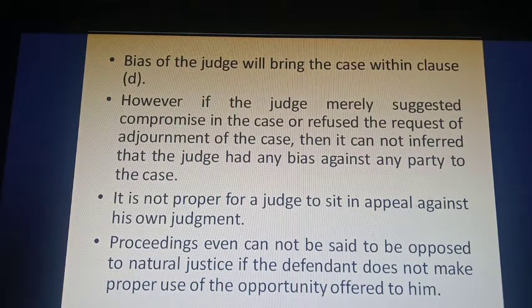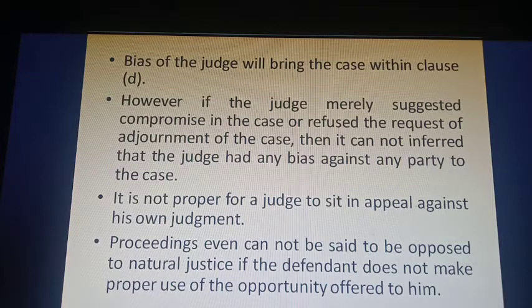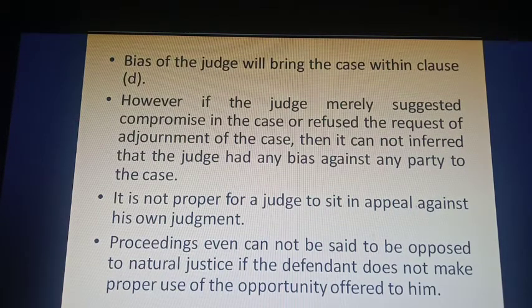Okay, it is also very important to see that if a judge decides a case and after the decision of the case he is promoted to the appellate court, then he cannot sit in appeal against his own judgment. If he sits in appeal against his own judgment, that will be opposed to natural justice and it will not be binding. Proceedings of the court even cannot be said to be opposed to natural justice if the defendant does not make proper use of the opportunity which was offered to him by the court. Okay, so this is something about clause number C and clause number D of section number 13.